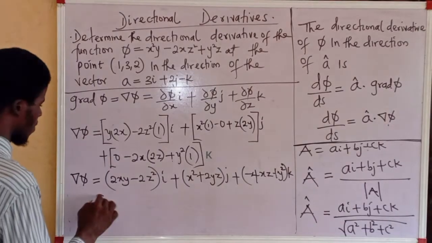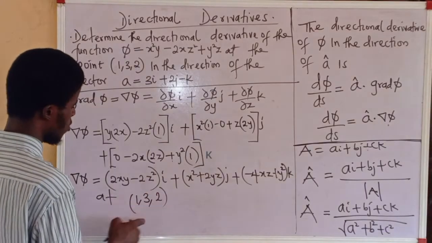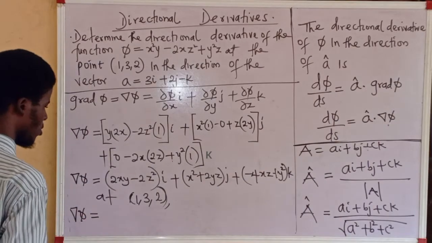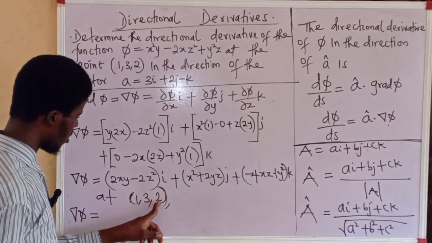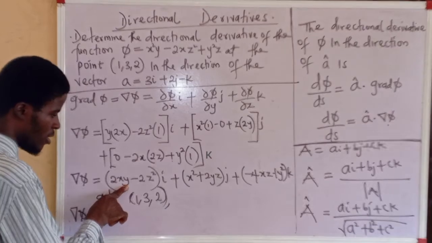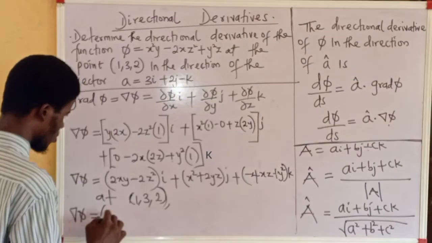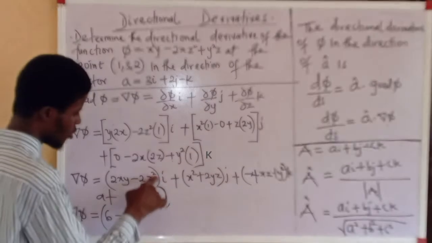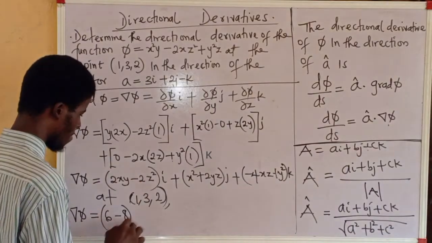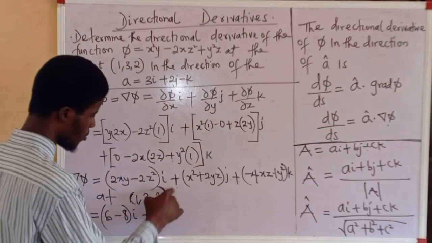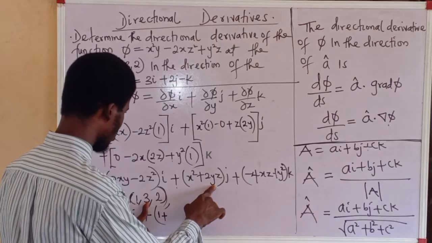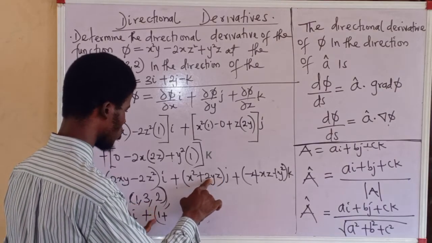So at the point (1, 3, 2), the grad of phi is equal to this. x is 1, y is 3, and z is 2. So 1 times 3 is 3, times 2 is 6. So we have 6 minus z squared, that will be 2 squared, and 2 squared is 4. 4 times 2 is 8, plus x is 1, so 1 squared is 1, y is 3, z is 2. 3 times 2 is 6, 6 times 2 is 12.